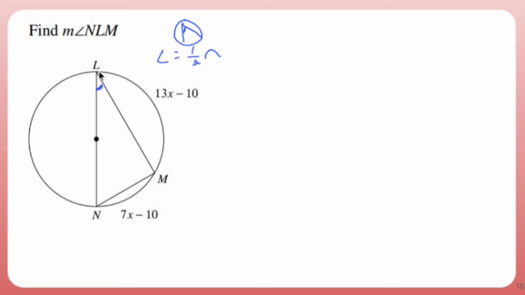Here's what I do know. This is a straight line, which means this arc right here, arc LMN, is 180 degrees. So 13x minus 10 plus 7x minus 10 equals 180. So if I set that up, then I will be able to find out what x is, and I'll be able to find out what that angle is.